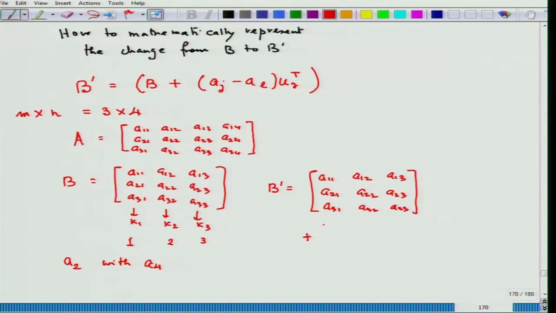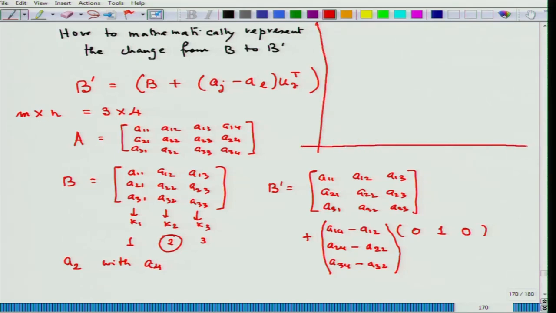What is A4 minus A2? A4 minus A2 is A14 minus A12, A24 minus A22, A34 minus A32. Right. This is a column vector, and it is multiplied with this row vector whose rth position, here the rth position is k2, k2 is the r. So, it will have 0, 1 and 0. Now, I am doing the multiplication, which I will carry out here, because I need everything to be on one page for you. So, if I carry out this matrix multiplication, what will I have?